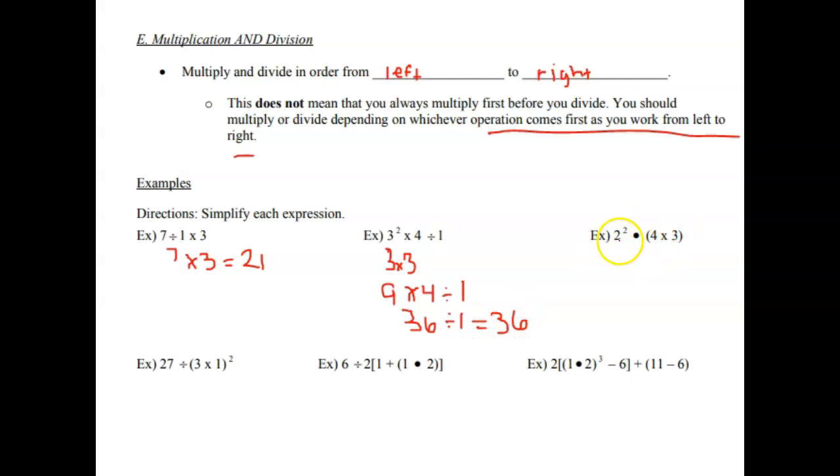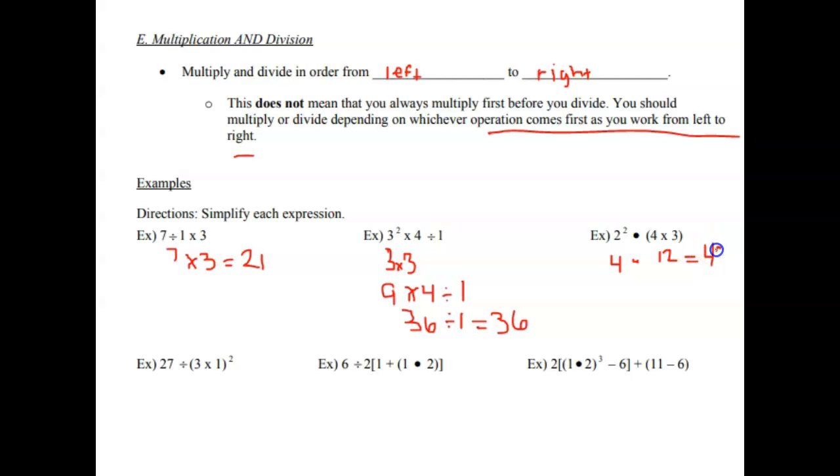Okay, let's look at this next one. Again, I still got to do the PEMDAS. I got to work in the parentheses first. So I'm going to go over here and tackle 4 times 3, which is 12. And then I'm going to tackle the 2 squared. 2 times 2 is 4. Okay, now I work from left to right. Okay, 4 times 12, 48.